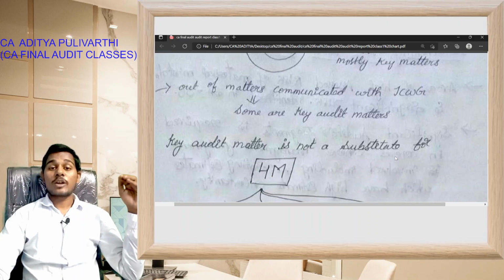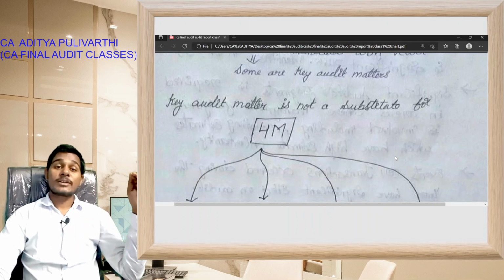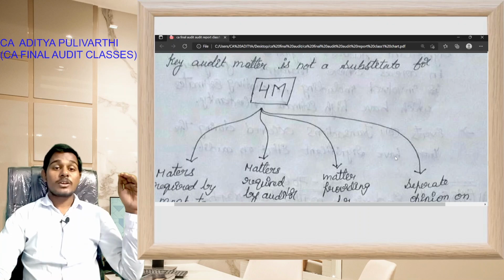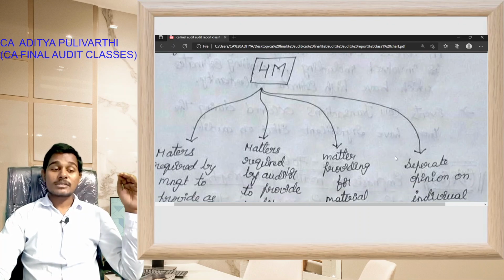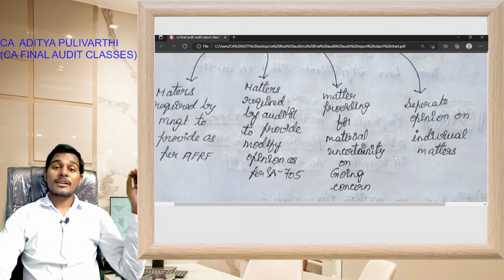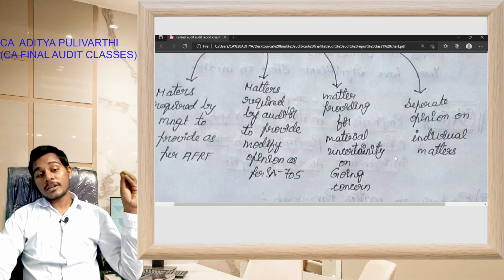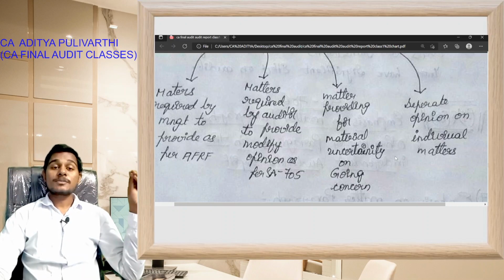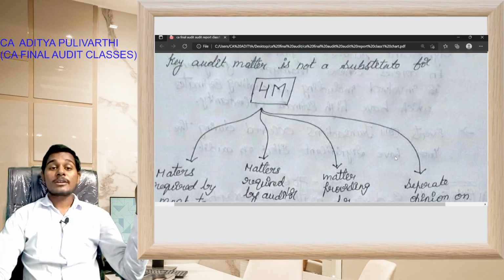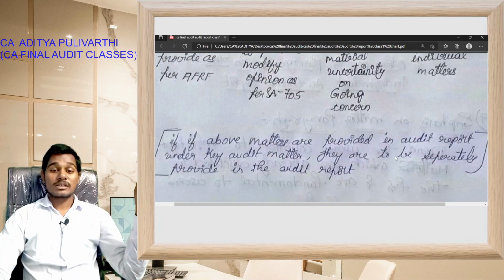Key audit matters are not a substitute. That is, even though you have provided these four matters in the key audit matters, they have to be provided separately. Okay, students. Key audit matters are not a substitute for matters required by management to provide as per AFRF, matters required for modification of opinion as per SA 705, matters providing for material uncertainty on going concern, and separate opinion on individual matters. For these four matters, we have to provide them separately in the auditor's report, irrespective of whether they are provided in the key audit matter paragraph. That is what is discussed here, students.